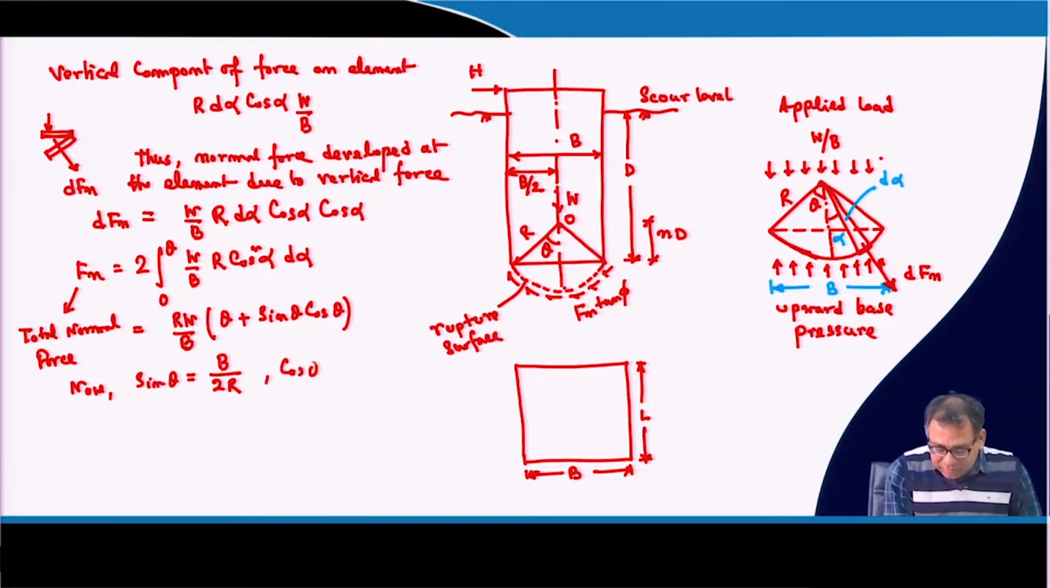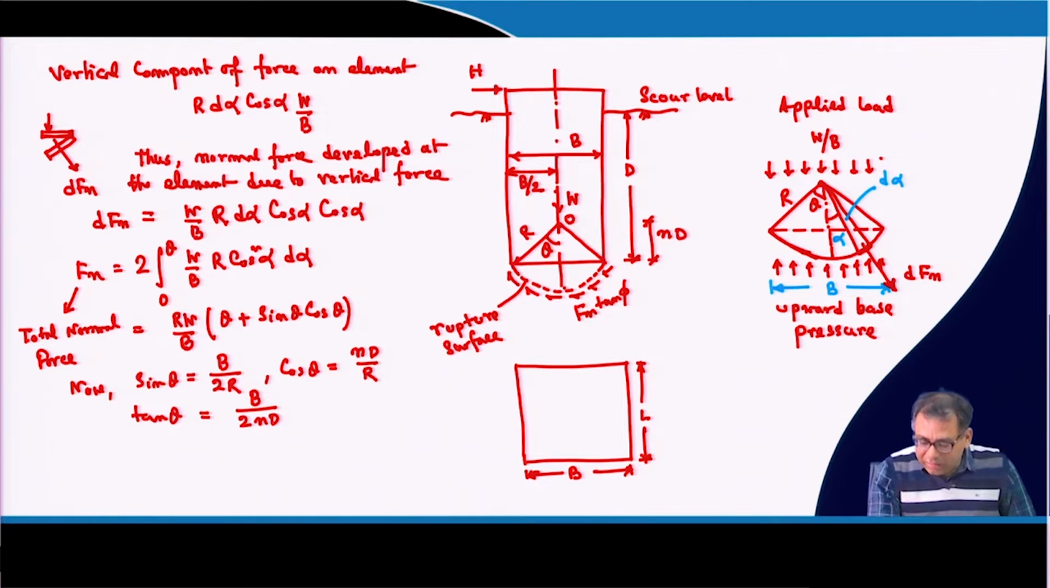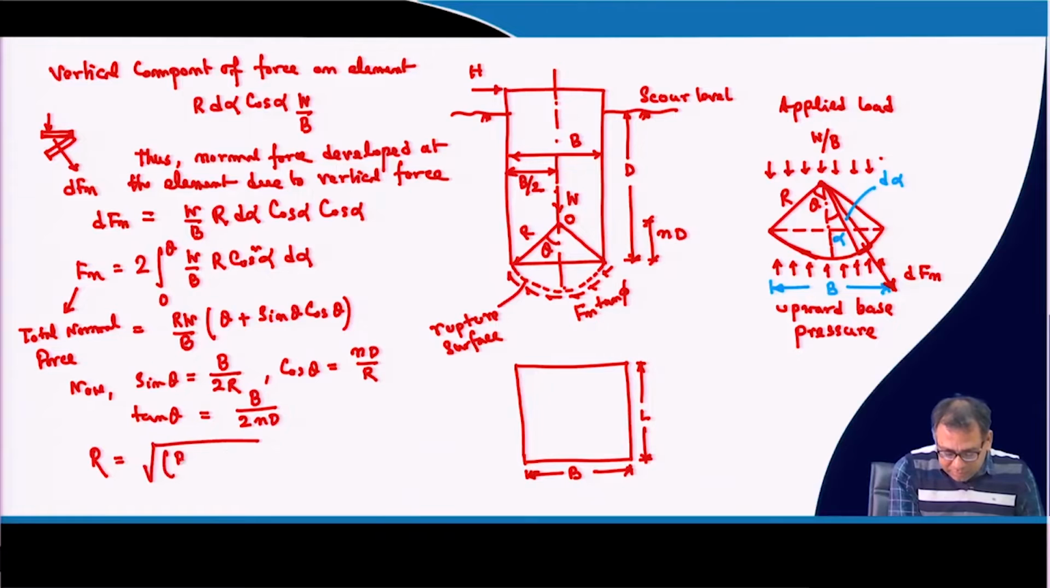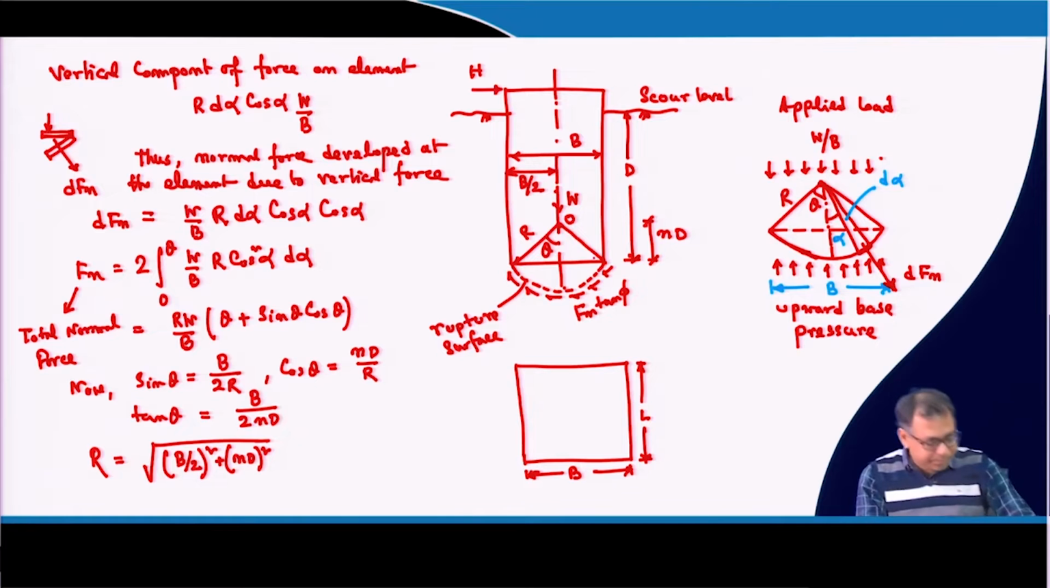Similarly, cos theta will be equal to N D divided by R. So, tan theta will be equal to sin by cos, that will be B by 2 N D. And what is R? Because we have to now convert all these parameters. R will be nothing but root over (B by 2) square plus (N D) square.